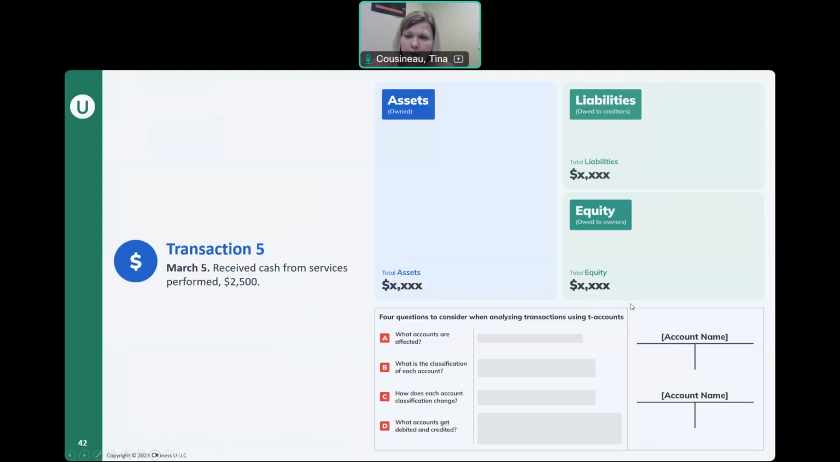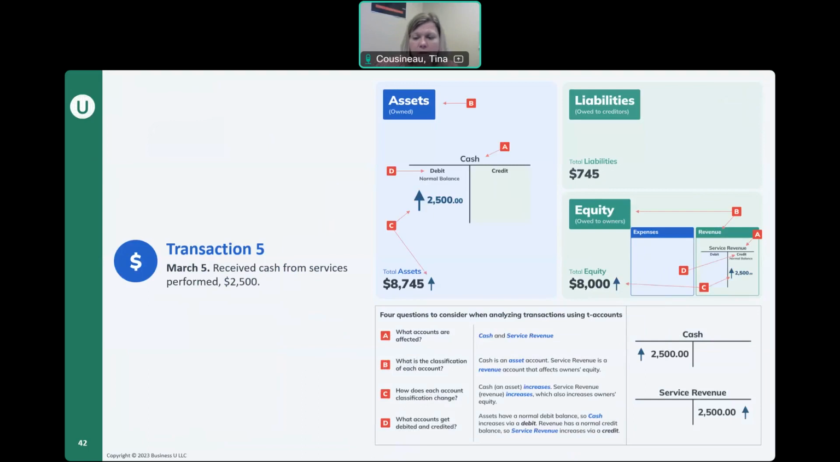So let's take a look at this. What accounts are impacted? Well, we know we got cash, right? So if we got cash from a customer, our cash goes up. We can say that absolutely for sure. And our services performed. Now, the services are how we make revenue. That's our business. It's what we sell. So that would be a revenue, which is in our equity area, right? And revenue increases our equity, so it would be a credit.